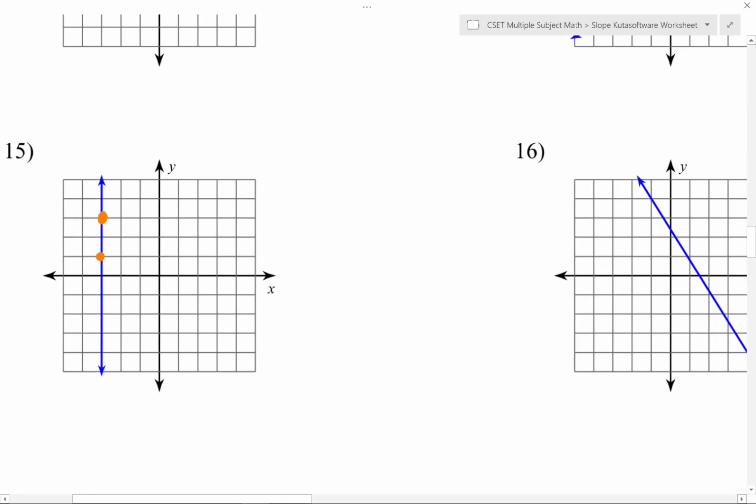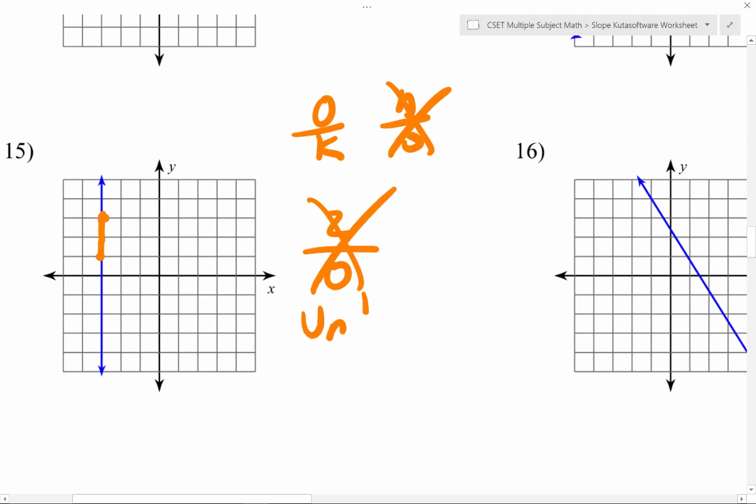Pick 2 points. We rose up 1, 2. We ran over none, right? This is not okay with the 0 on the bottom. This is no. This is undefined. Undefined slope.